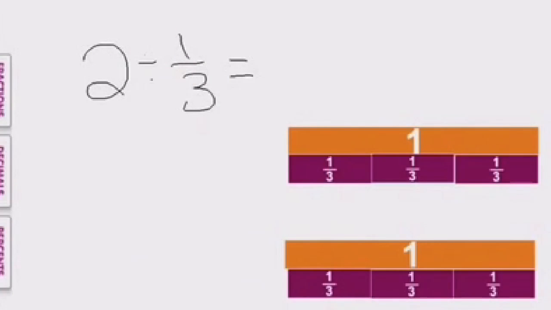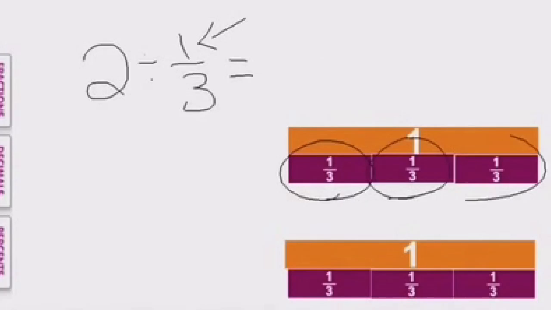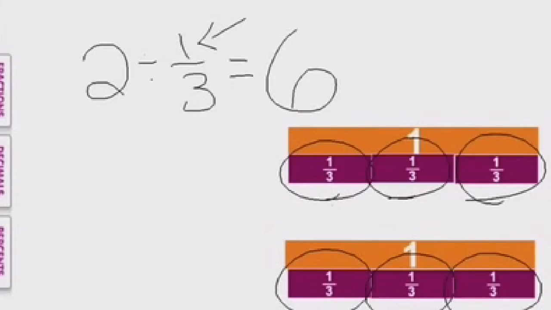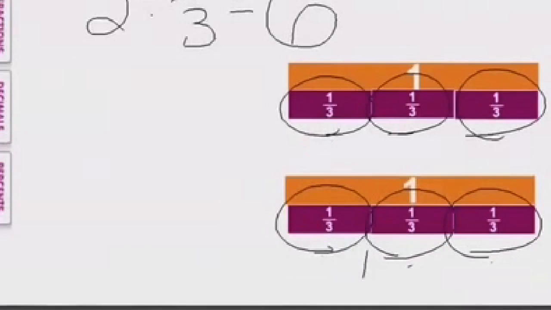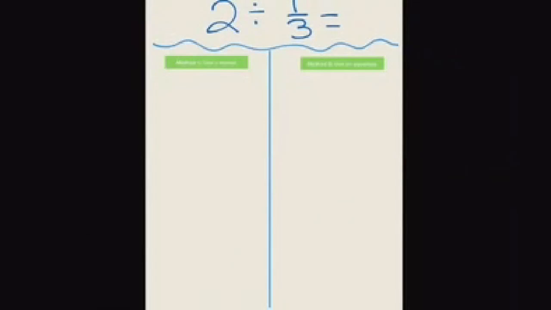Now, since our numerator is 1, I'm going to circle these in groups of 1. So each 1/3 piece is its own group. Now I'm going to count how many groups I have. 1, 2, 3, 4, 5, 6. So we can say that 2 divided by 1/3 equals 6. Go ahead and take a picture, screenshot, drop that into GoodNotes. Make it a little bit bigger so we can see it.